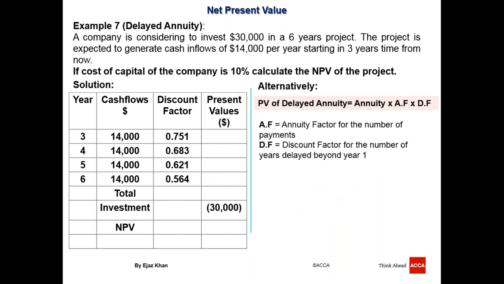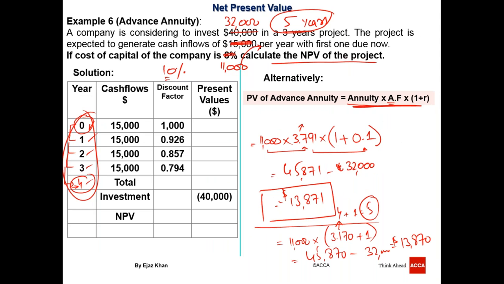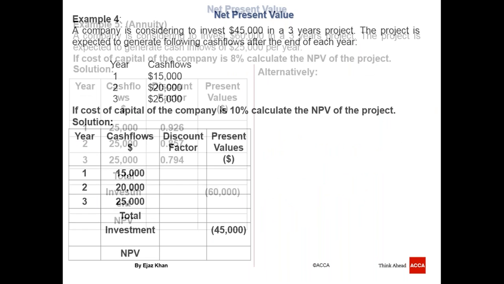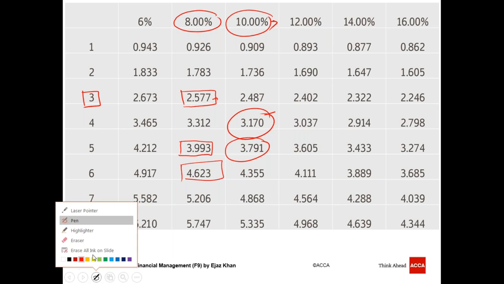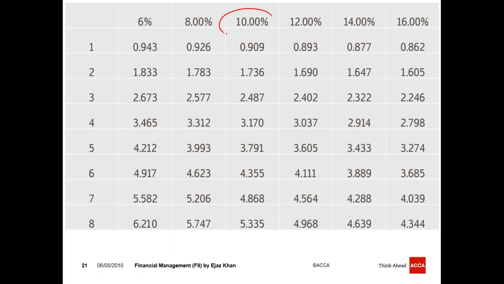Okay, now just follow. I'm just going to tell you another way of solving this question, and probably you will feel it is a simpler approach. In the 10% column, go to the sixth year annuity factor. Since it's a 6 years project, if we pick this factor, remember it will include all the discount factors from year one to year six.